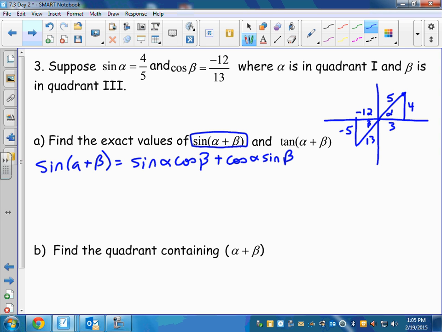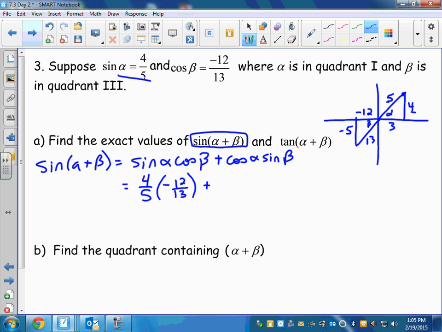And instead of actually having to use your unit circle to find values, we're going to use the triangles up here to find these values. So it's important that you label your triangles correctly. But I already know the sine of alpha, right? They gave it to me. So can I just replace this with 4/5? Everybody with me on where I'm getting that? 4/5 right here. Or I could use my triangle, opposite over hypotenuse. Cosine of beta, also already know, negative 12 over 13.